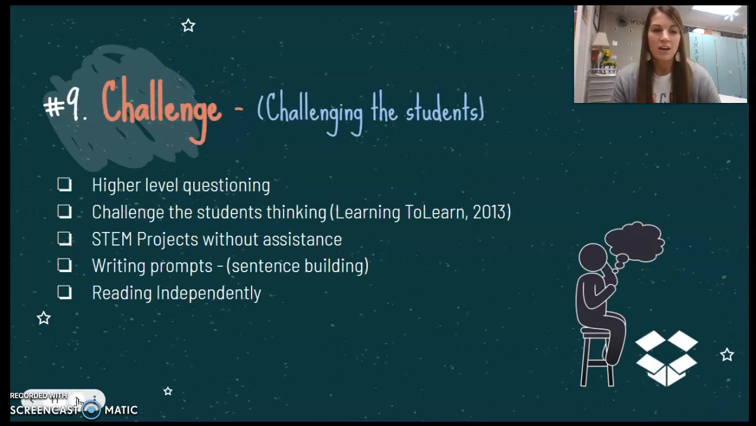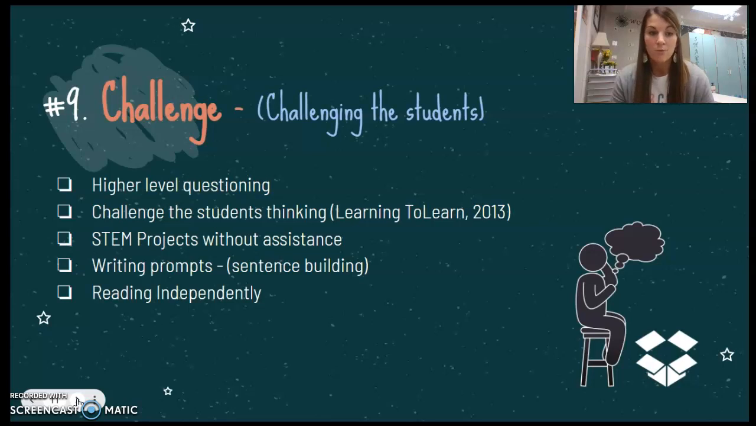Challenging the students. The higher level questioning, that's a big one. Trying to make them think past just, is it right or is it wrong? Challenge the students to think. And then STEM projects without assistance, we've done it to where I just give them the resources and say, build it. That allows their little brains to start going and really think past just, okay, what is she telling me to do?